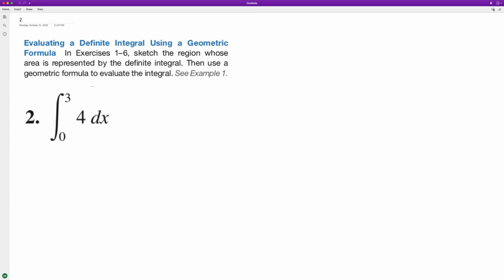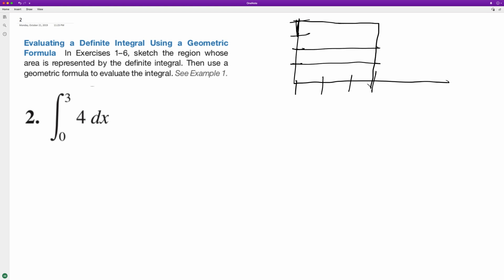What we can do here, so we want to also get a sketch of this. So think of this as from 0 to 3. So 0, 1, 2, 3, and this is gonna be at y equals 4. This isn't perfectly square, but 1, 2, 3, 4. So 4 and 3 across, so we end up with, it looks like, 12. Yeah, 12 units. Okay, so all this space is the integral.